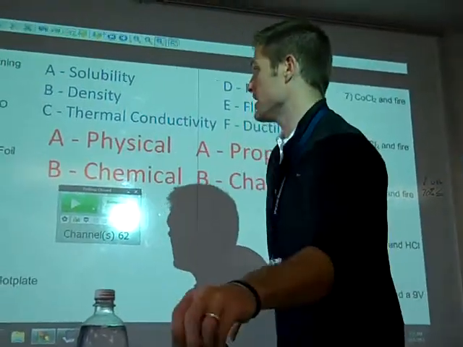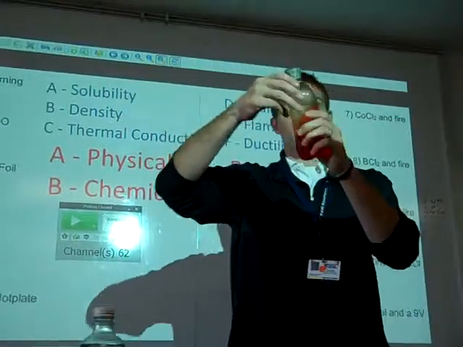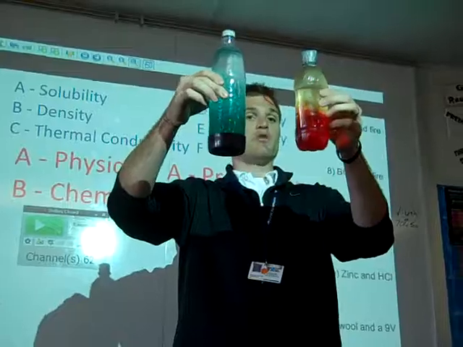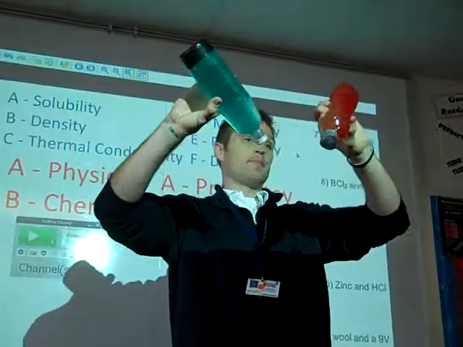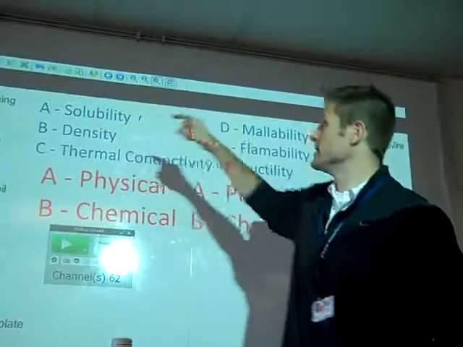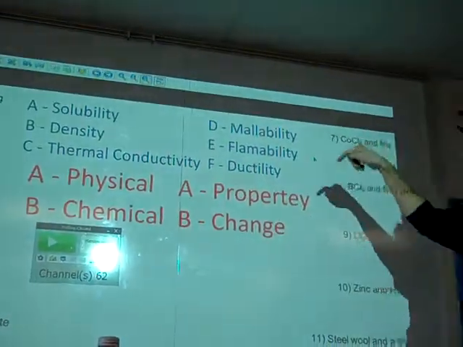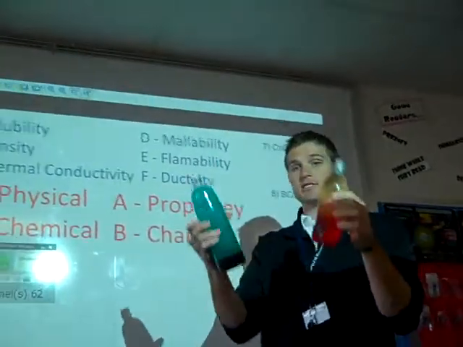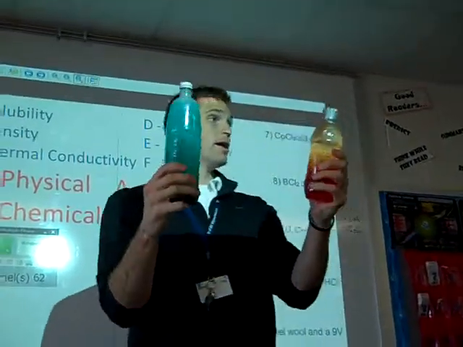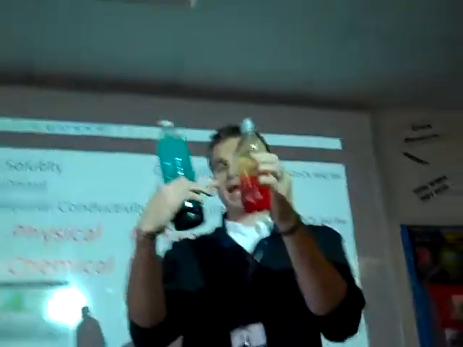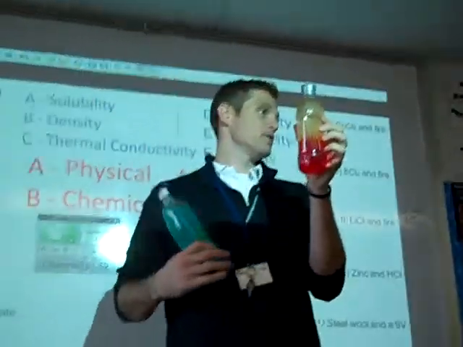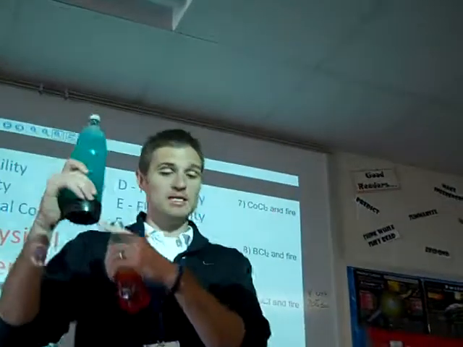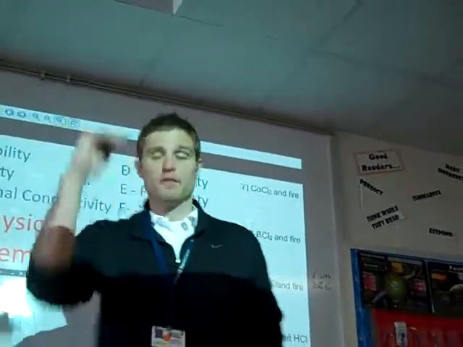All right. Next thing, I have these jars full of oil. What word up there explains why the green stays on the bottom, the red stays on the bottom? Is it A, solubility, B, density, C, thermal conductivity, D, malleability, E, flammability, F, ductility? All right. So I got these two different things. It is what word, everyone? Density, because density explains why the red is what? More or less dense? More. The clear is more or less dense? Less, because it goes on top, more things that are dense fall to the bottom.